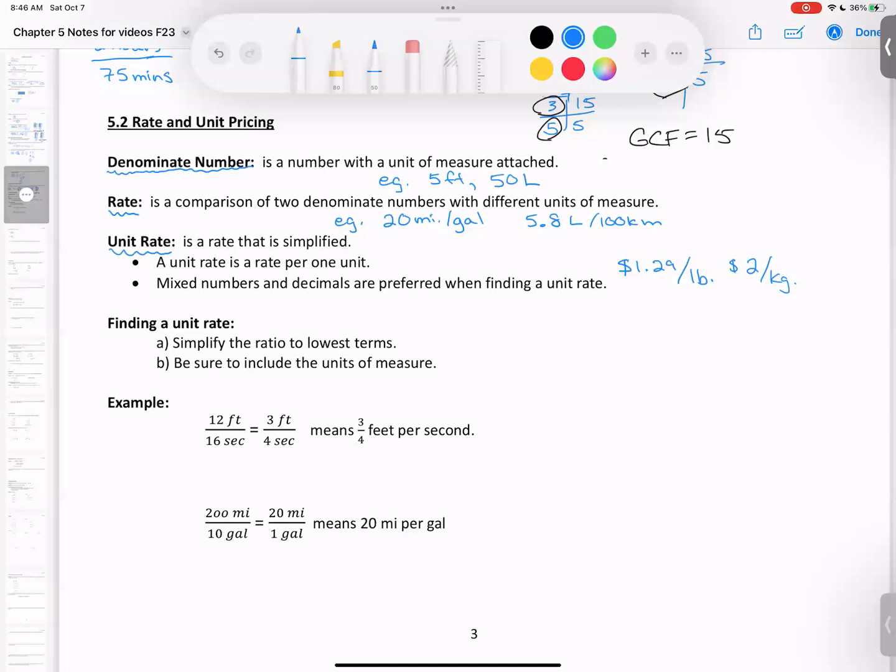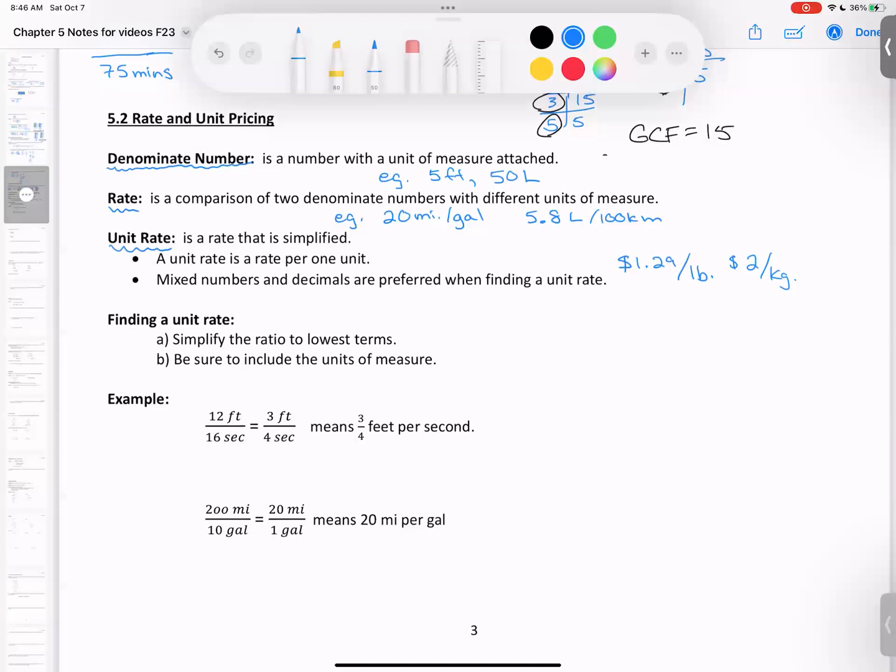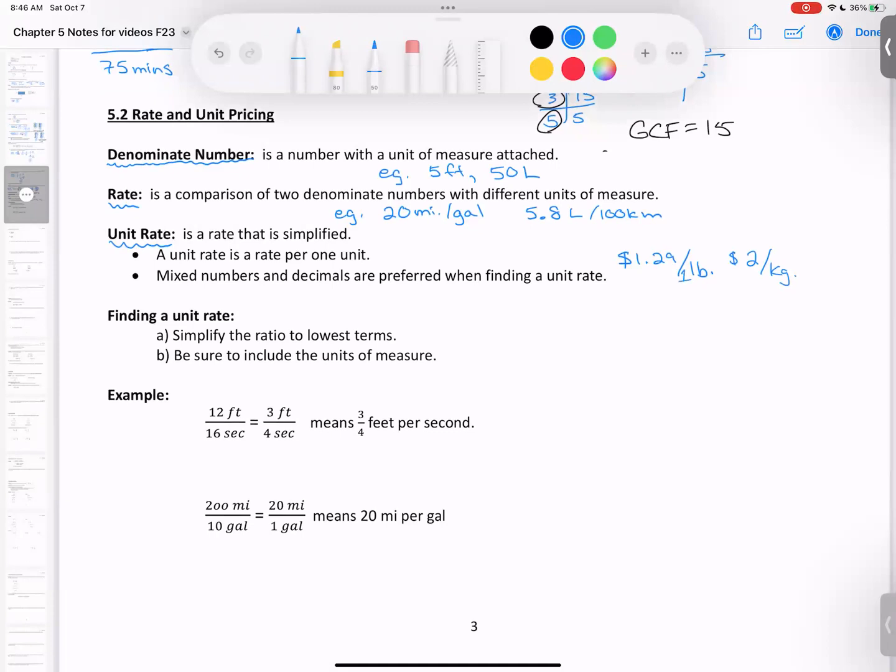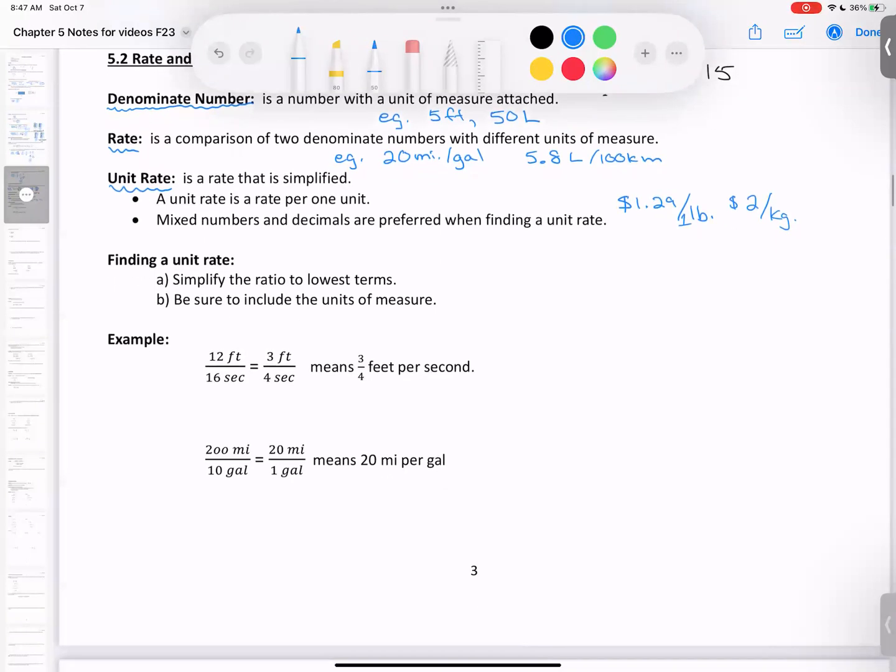Okay. Mixed numbers and decimals are preferred when finding a unit rate because your denominator is going to be a 1, right? We've got per 1 pound, per 1 kilogram, per whatever unit we're dealing with. And so the top number ends up being a mixed number or a fraction or a decimal number sometimes. Okay, to figure out a unit rate, we want to simplify the ratio to the lowest terms, and we want to include the units of measure.